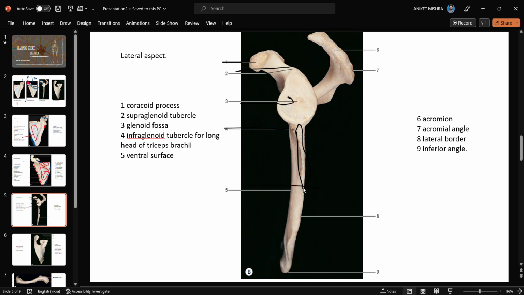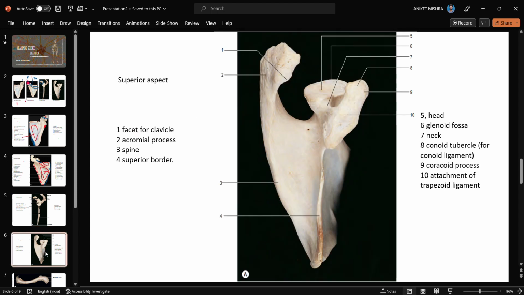The fifth one is the ventral surface of the scapula. The sixth one is the acromion process. The seventh is the acromion angle. The eighth is the lateral border, and the ninth one is the inferior angle of the scapula. When we see the superior aspect of the scapula, we will see the facet for the clavicle. This is the flat facet where the clavicle bone makes a joint, the acromioclavicular joint.